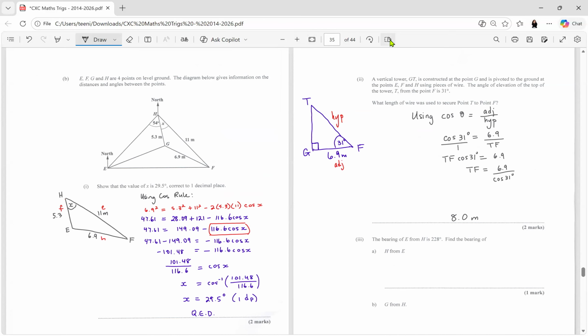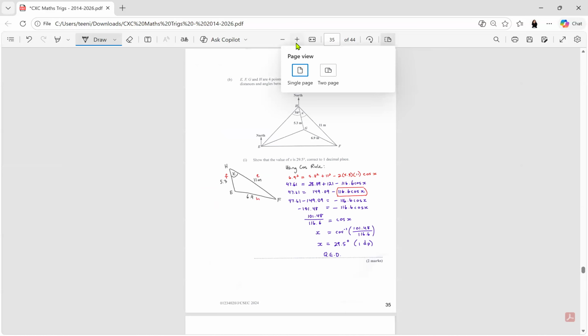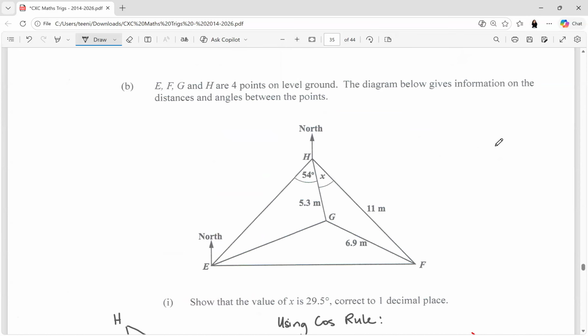Well, on the actual question, if you're looking at E from H, I'm going to show you on the diagram. E from H means you're starting at H and going all the way through that clockwise angle to E. So this entire angle on the outside here, including X and 54, is 228 degrees.